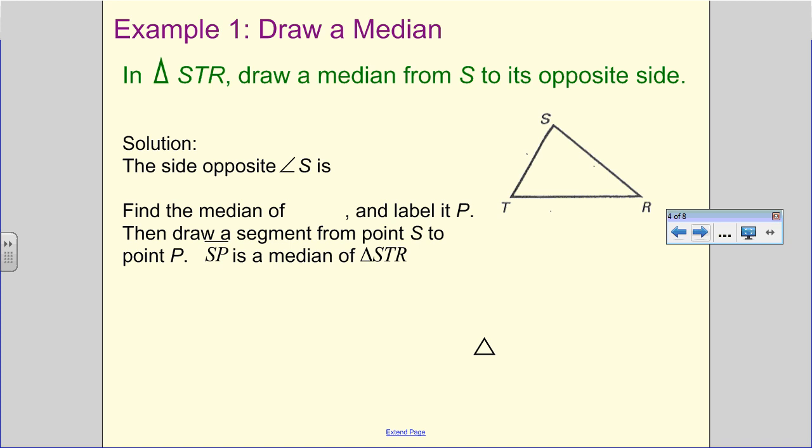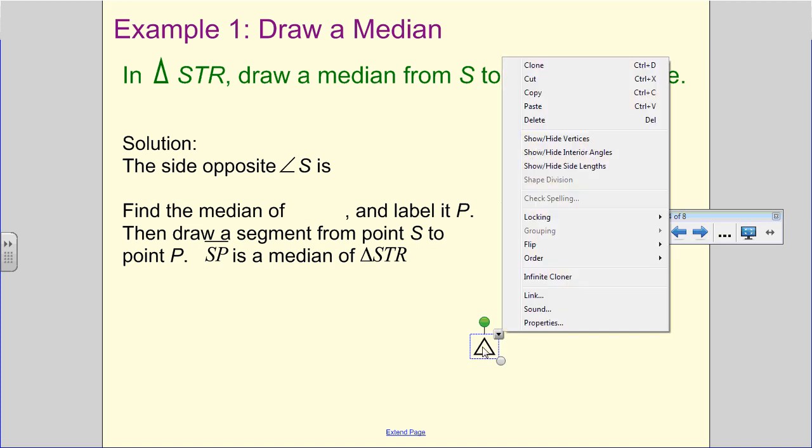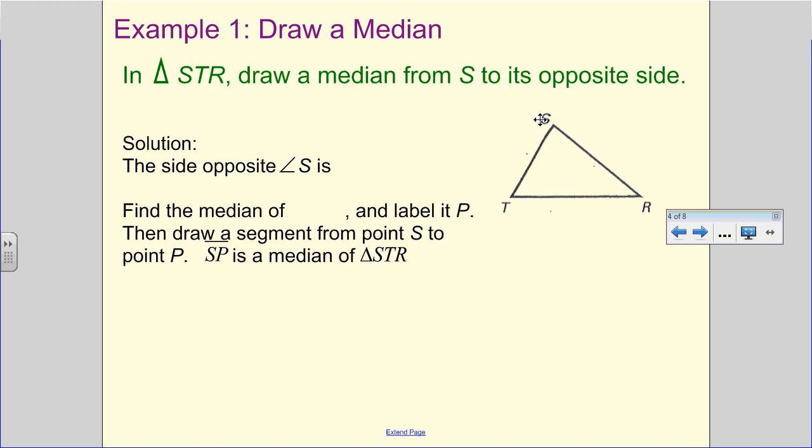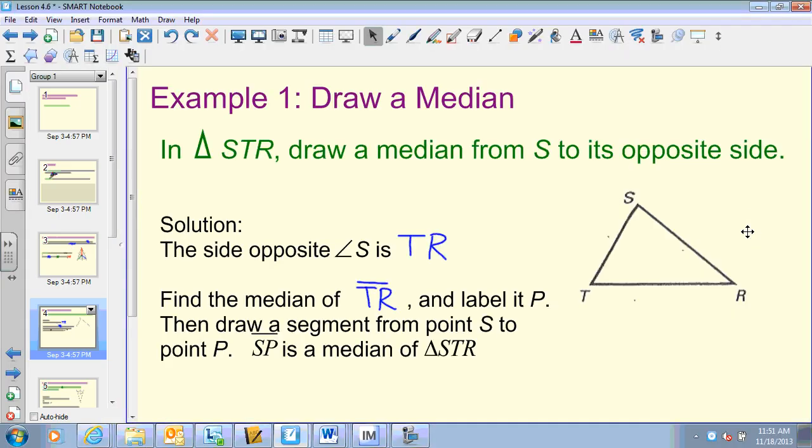All right, so we want to draw in our medians. In triangle STR, draw a median from S to its opposite side. The side opposite angle S is TR. So to find the median of TR, we have to find that midpoint. So we're going to measure that, and we can do that with a ruler.